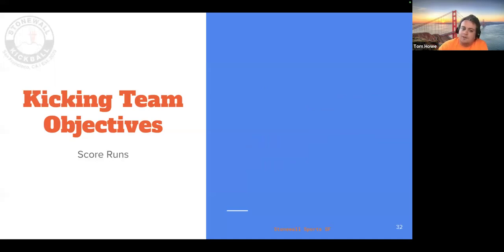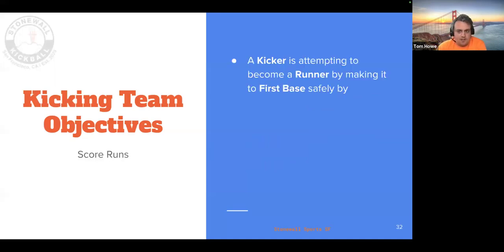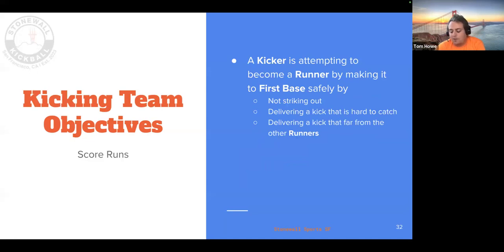When you are the kicking team, your objective is to score runs. A kicker is going to attempt to become a runner by making it to first base safely, by not striking out, giving a kick that is hard to catch. Because remember, if you kick a ball and it's caught, tough luck, you're out. Delivering a kick that is far from other runners.